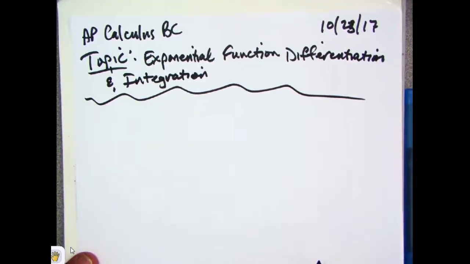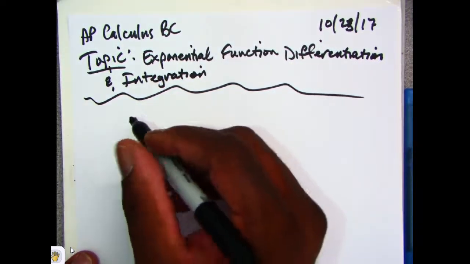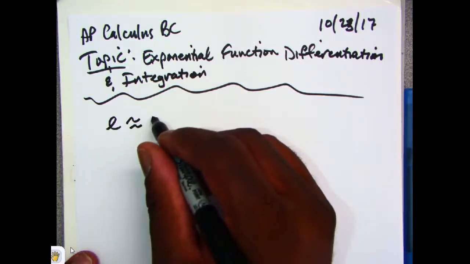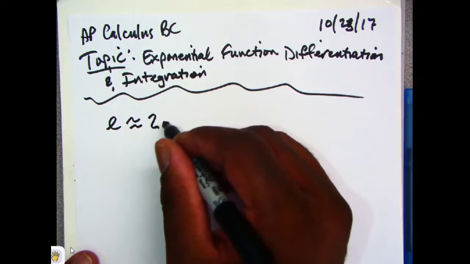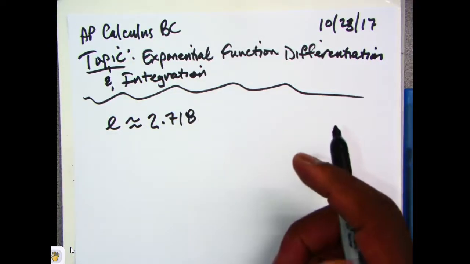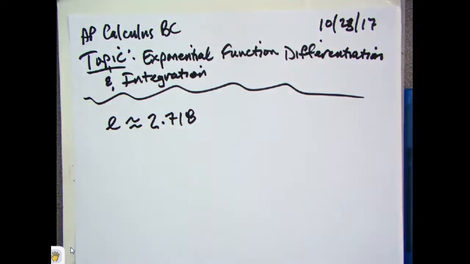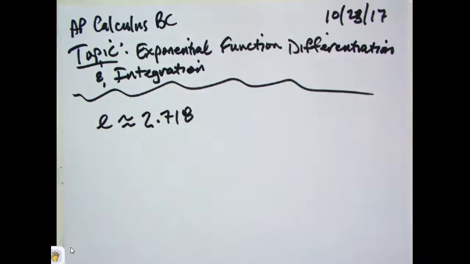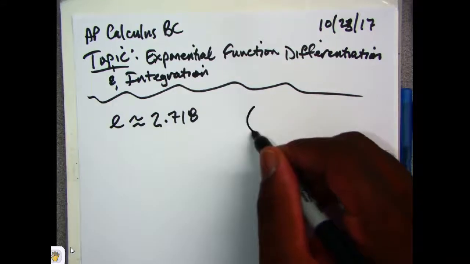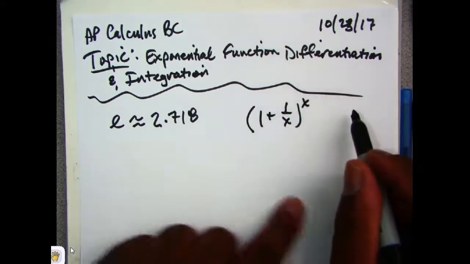Okay, so the question that was posed was, what do you know about the natural exponential, e? And what many of you said was you remembered that e is approximately equal to 2.718. And then I asked you, well, how did you come up with that? Where did it come from? And we forgot. So then I gave you an expression, which was 1 plus 1 over x raised to the x power.